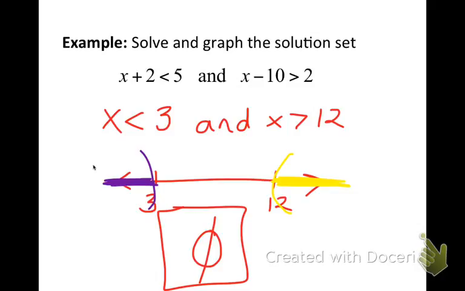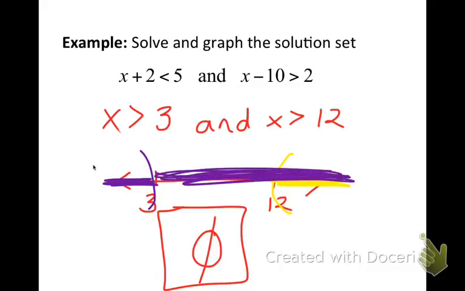Okay. What if, let's pretend this was flipped and my signs went in the other directions. So it went this way and this way, and then my purple went this way and my yellow went this way. Then where would the intersection be? Between 3 and 12, right? So then it would be 3, 12 with parentheses around it. Good. All right, so we got our ands.